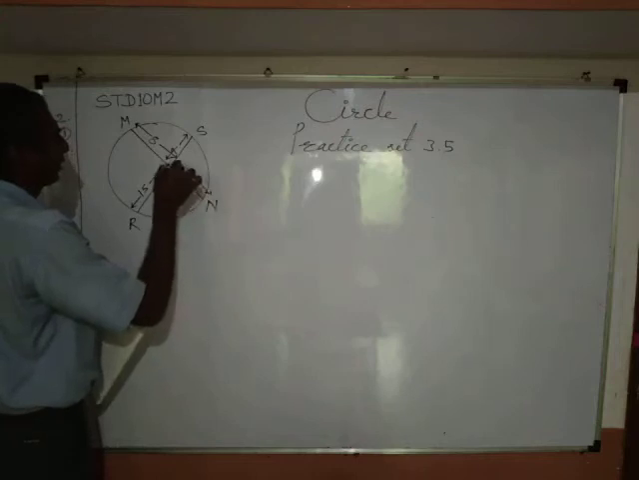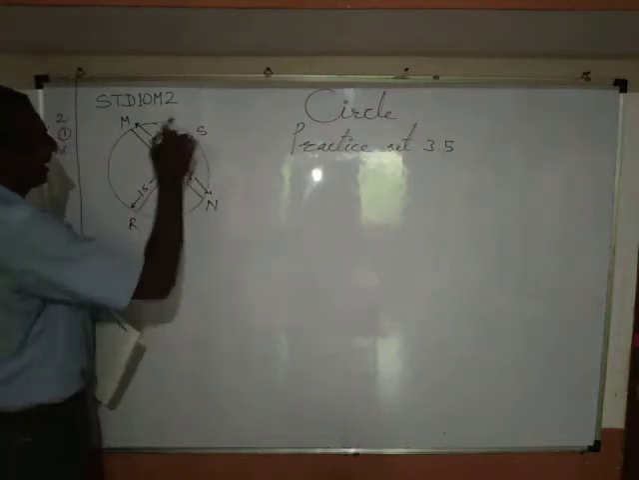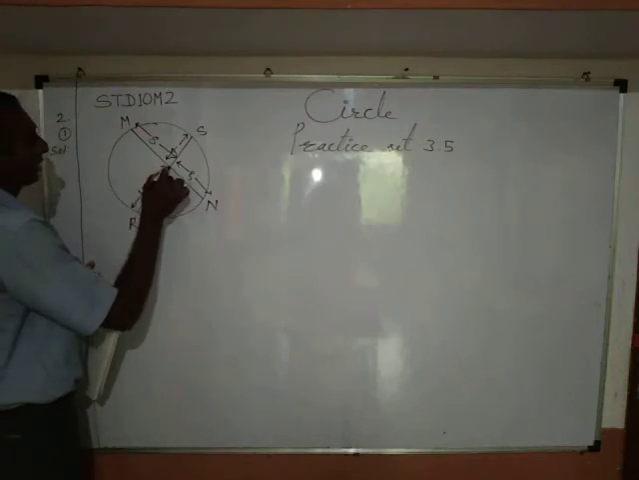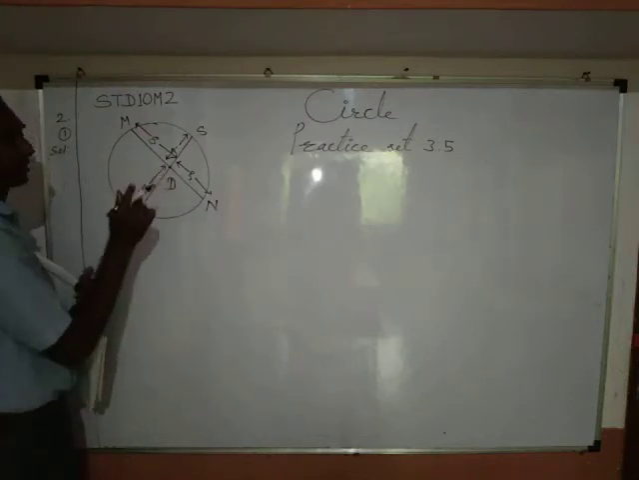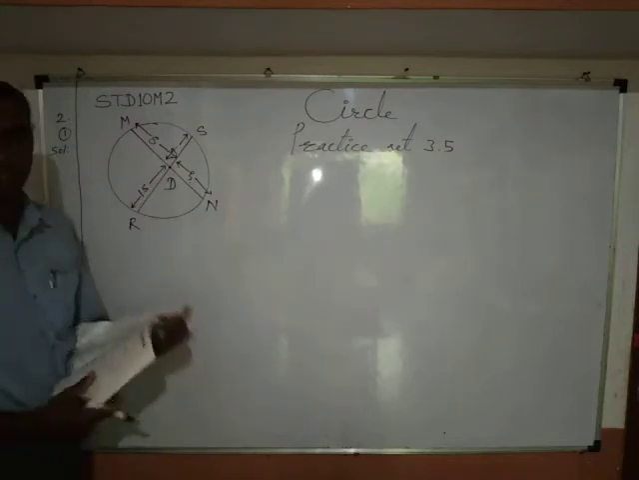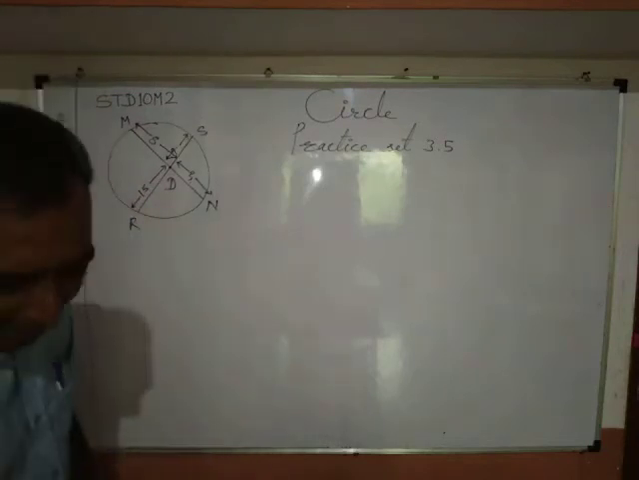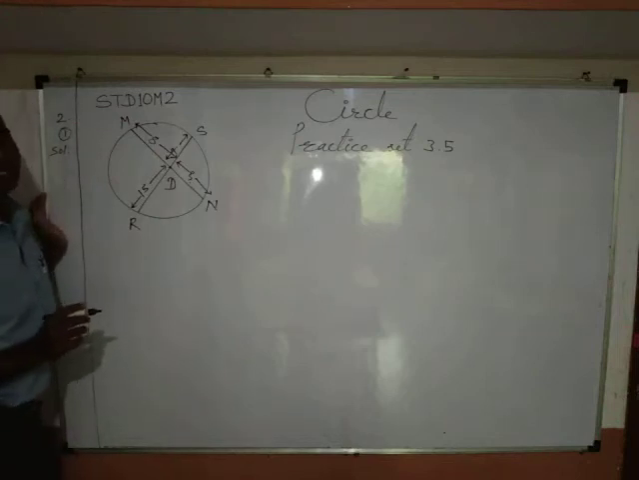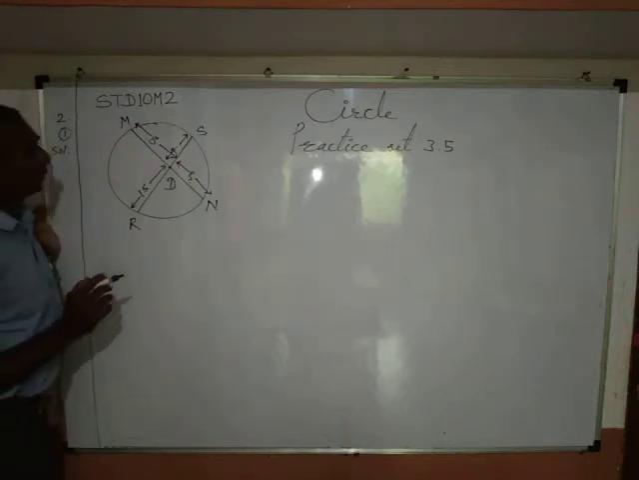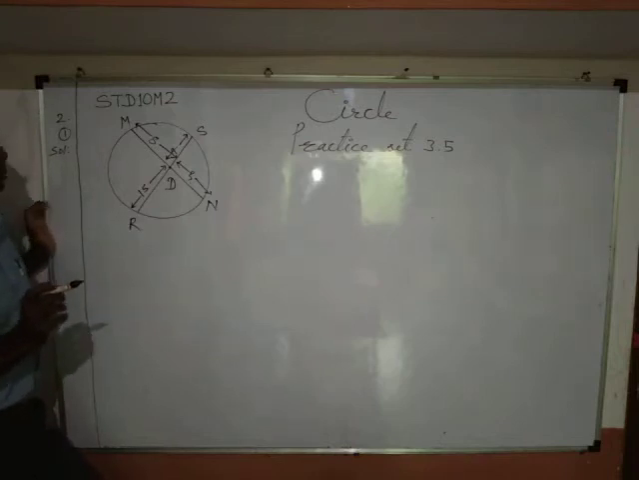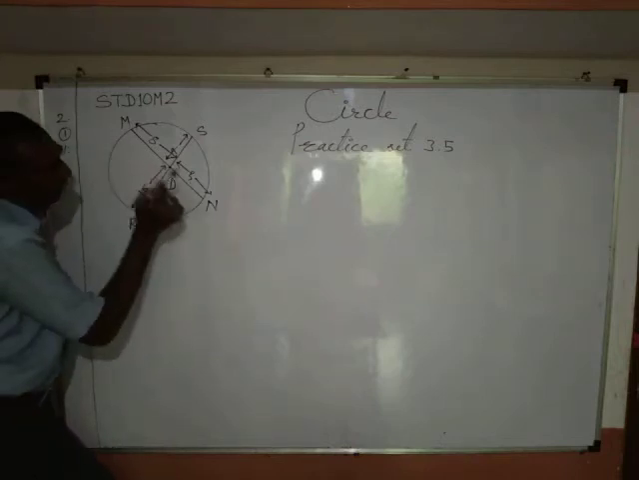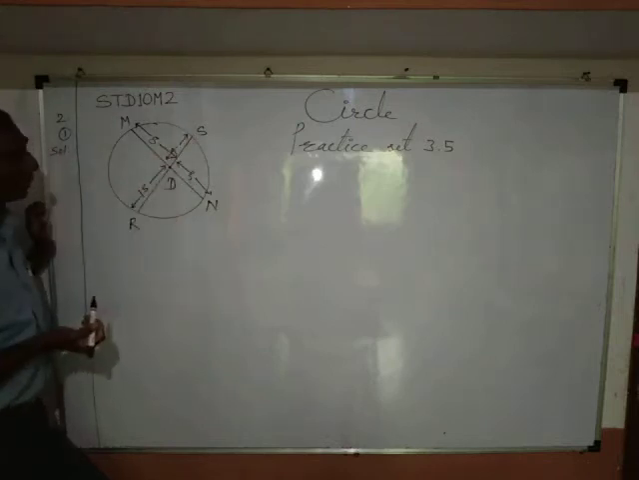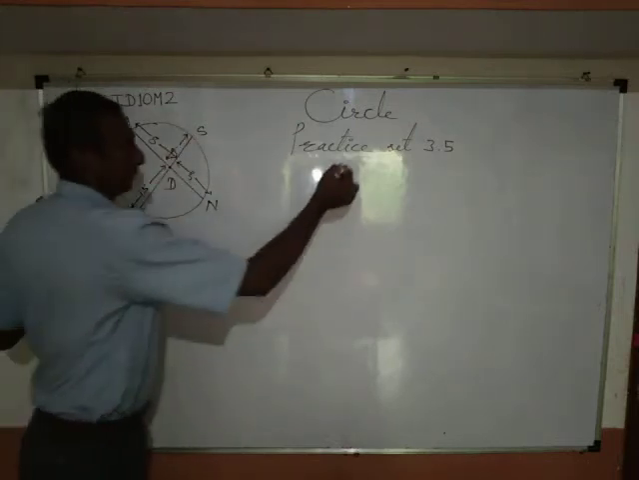Yes, you may note chord MN and chord RS intersect each other in the interior of a circle at point D. Okay, we may apply in this case the theorem of internal division of chords. According to the theorem of internal division of chords, MD into DN equals RD into DS. Okay, let's mention.